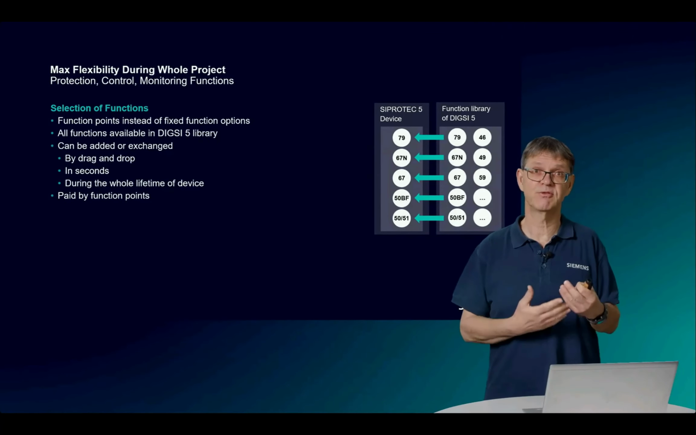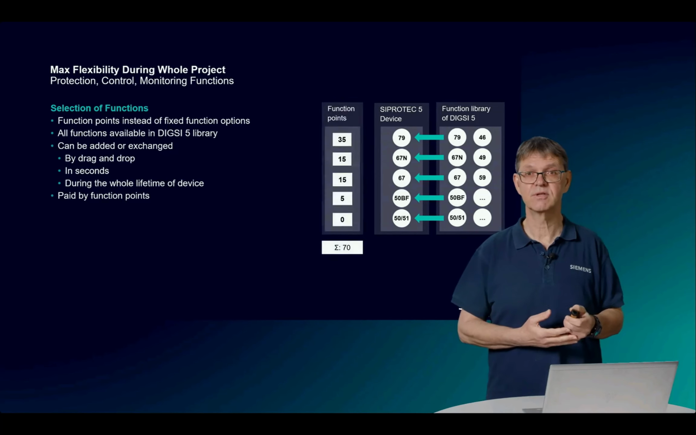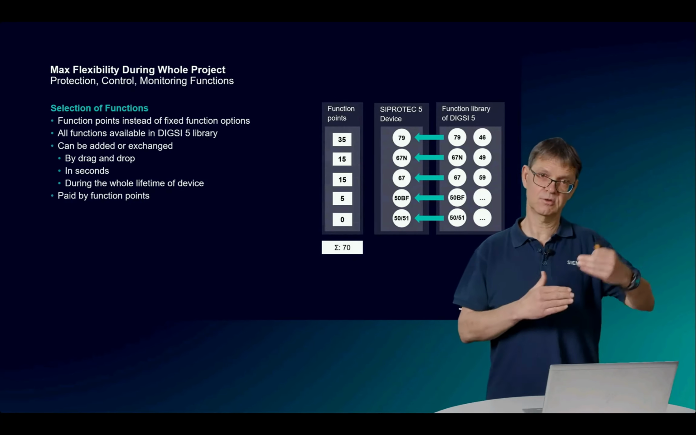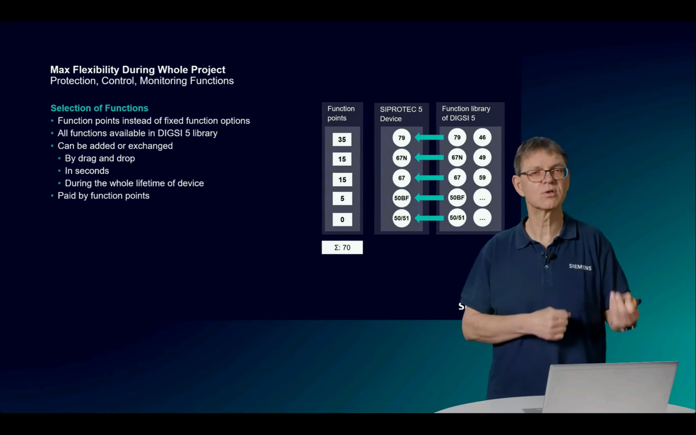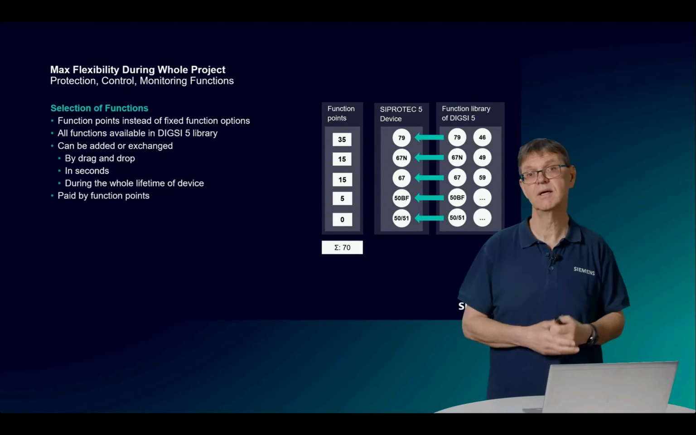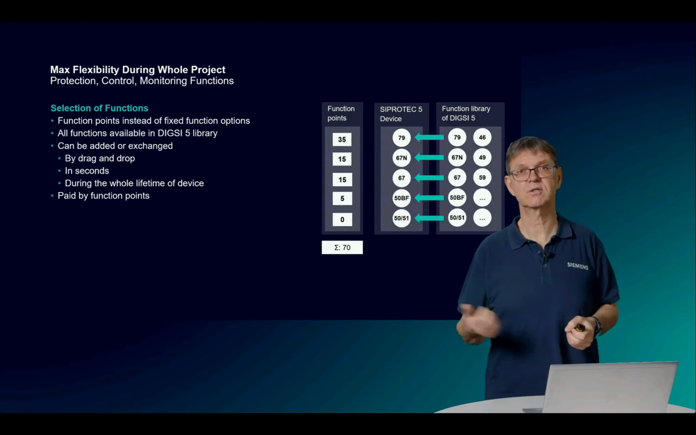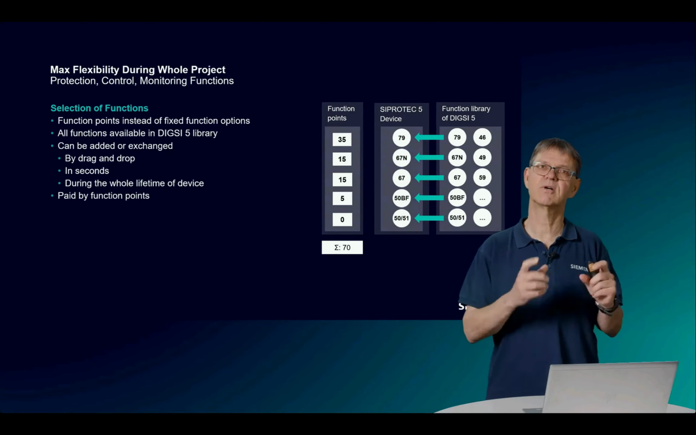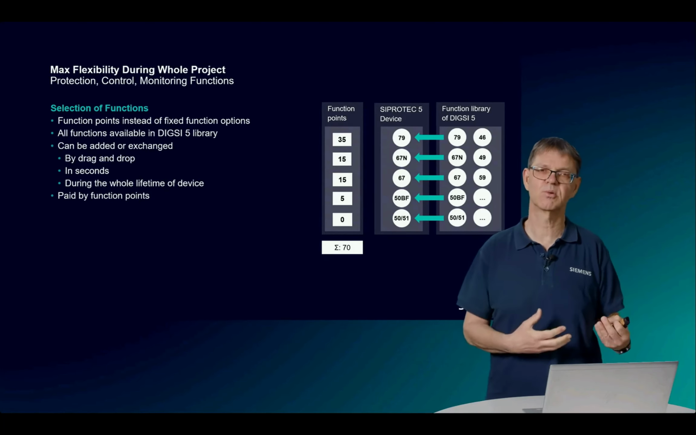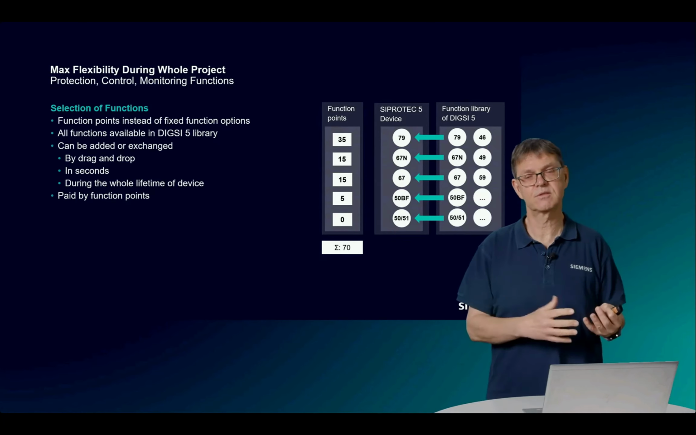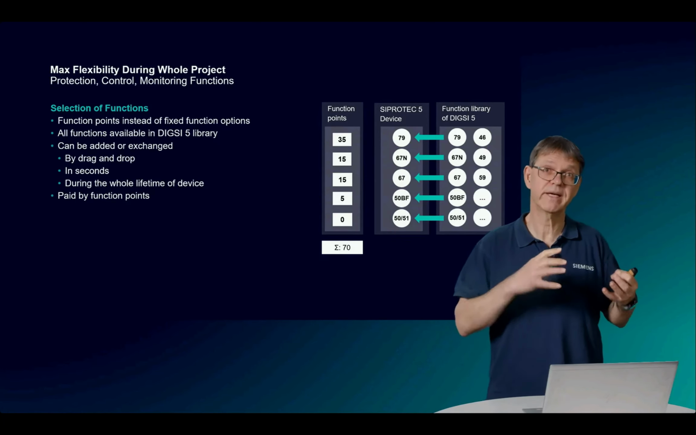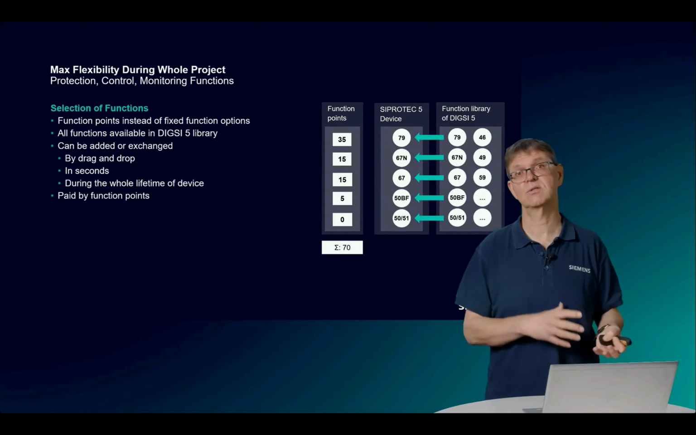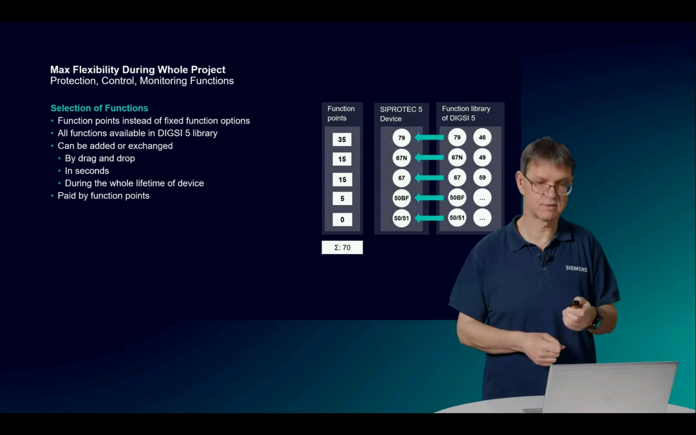The functions are paid by function points. That means every function needs a certain value of function points, a budget. If you take out a function, you don't use up that budget, and you can replace a function and then use the function points again. This is the method to remain flexible over the whole lifetime, because you can swap and exchange the functions.